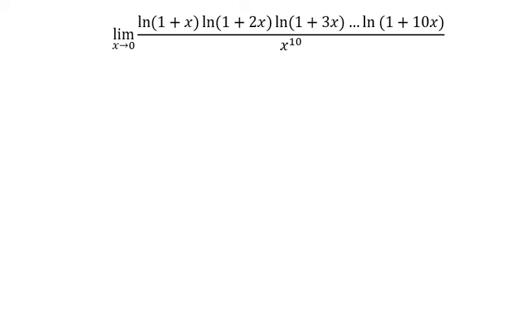Hello everybody. So today I want to talk about calculus. The topic today is about limits. So now I want to show you how to answer.